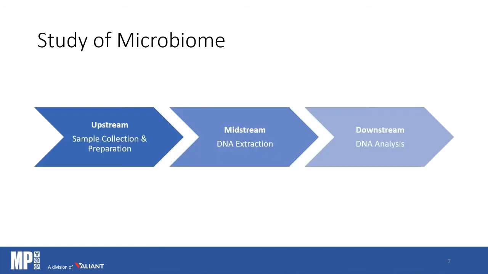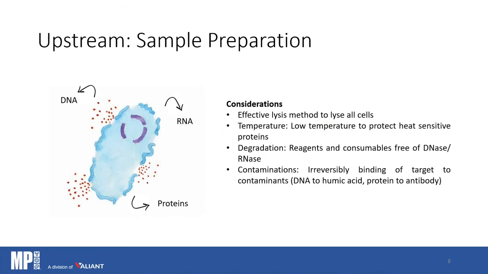Moving on, let's look at the study of microbiome, which consists of 3 major stages. It started with sample collection and preparation, and then moved towards DNA extraction, and lastly DNA analysis. We will look at this process in detail in the following slides. The first step of microbiome study is sample preparation. This step is to lyse the cell and release its content, which include DNA, RNA, proteins, and other intracellular substances.